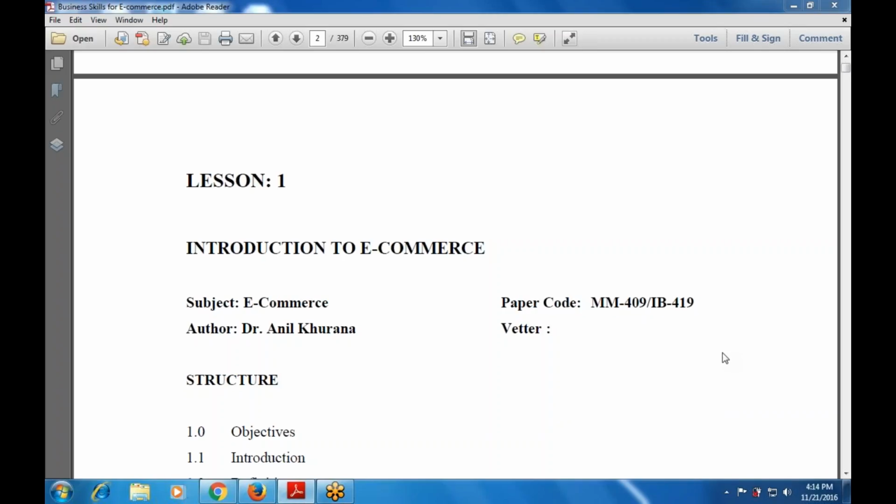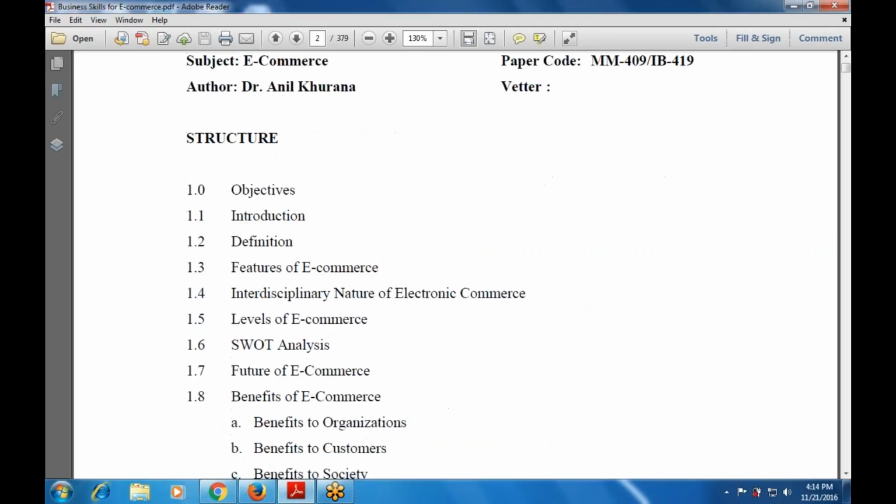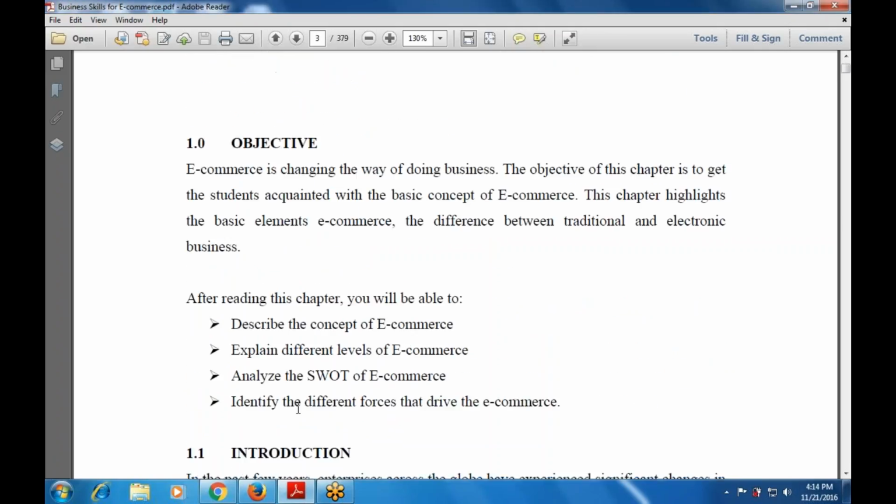Let's begin with chapter number 1, that is the introduction to e-commerce. We have studied what e-commerce is. This chapter is divided into multiple parts. One is objectives, introduction, and so on. So let's start with the objectives only.